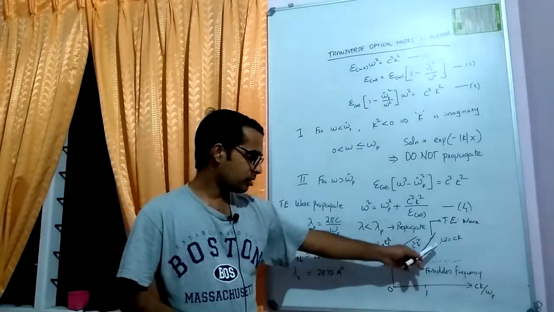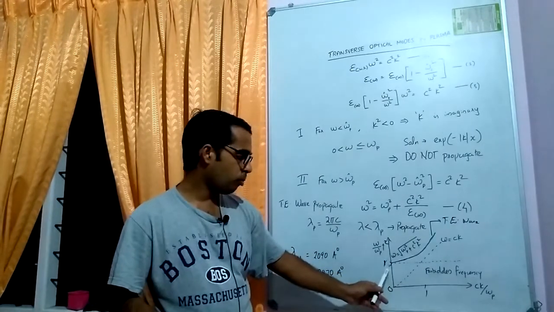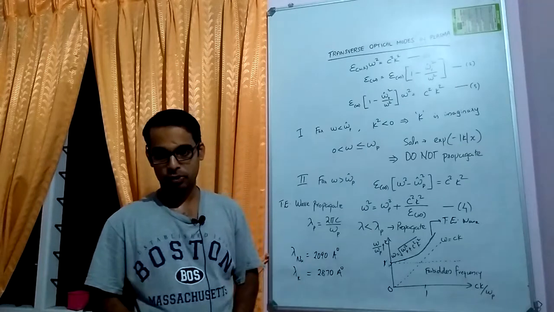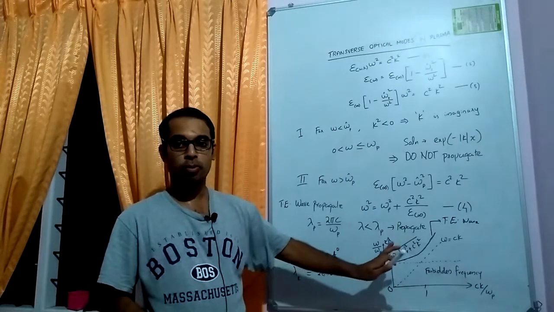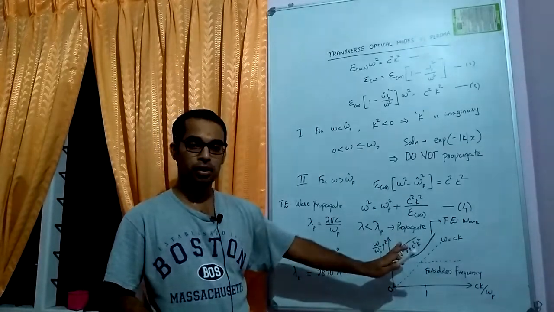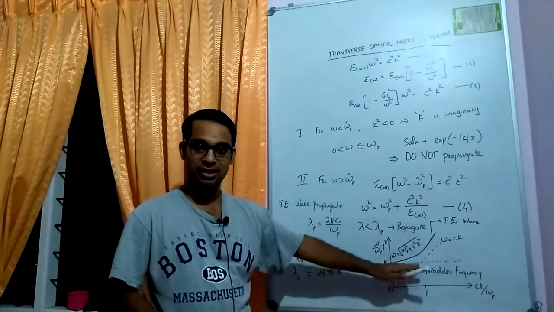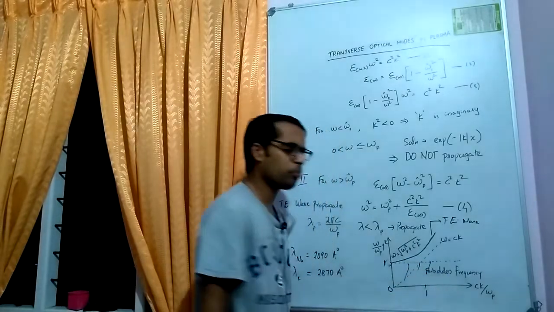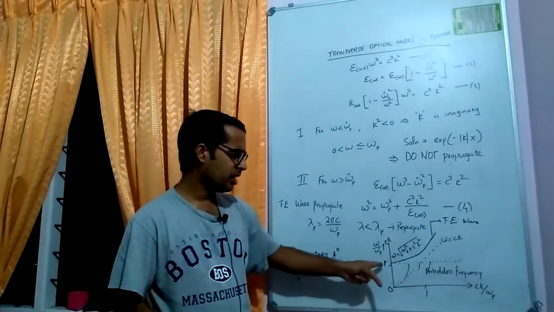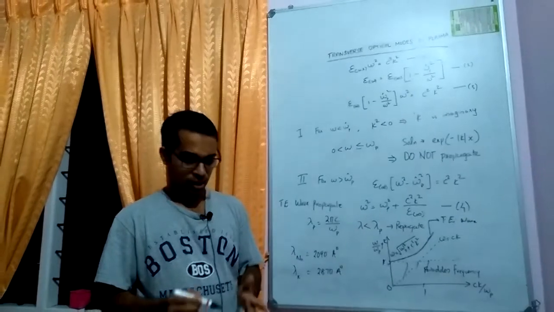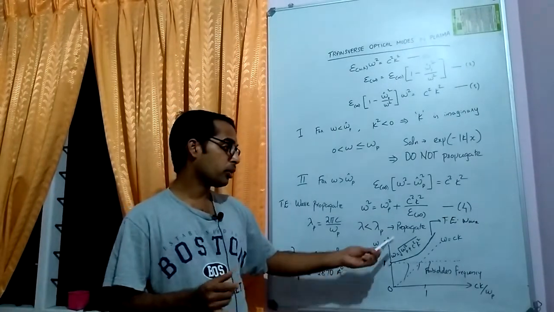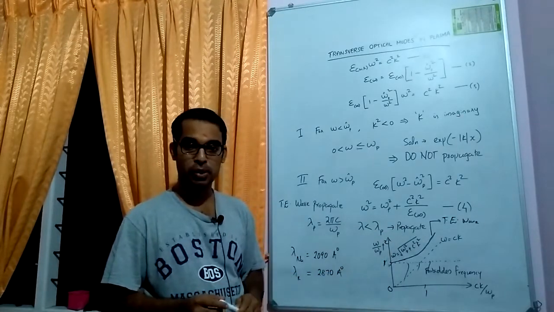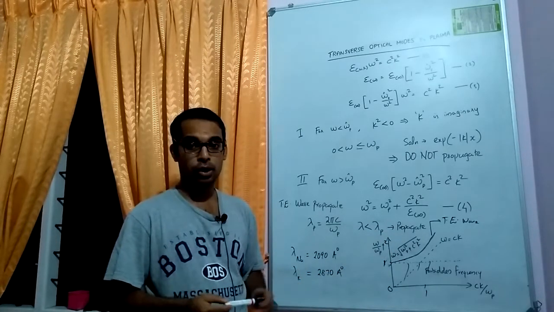Below omega p, below this point, is a forbidden region. Forbidden region means there is no propagation of waves with frequency less than this. So the bottom region is called the forbidden region, and above this region there will be propagation of transverse electromagnetic waves through the medium.